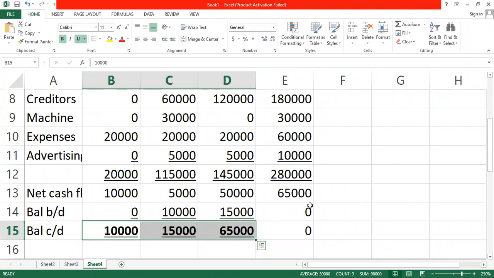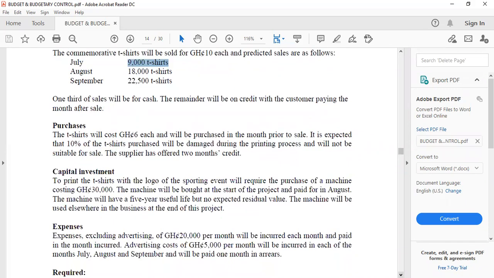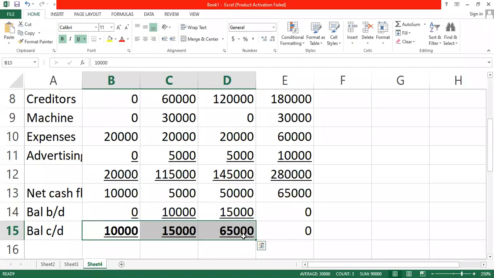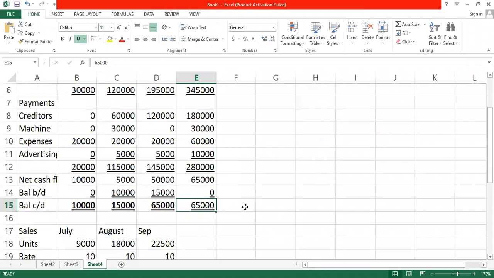All right. So I've solved 2 questions. This is cash budget. I told you the question. So let's see the closing balance. Okay, the closing balance is 65. Therefore, I can't view it. It's below my view. Okay. Scroll up. Can you see it now?